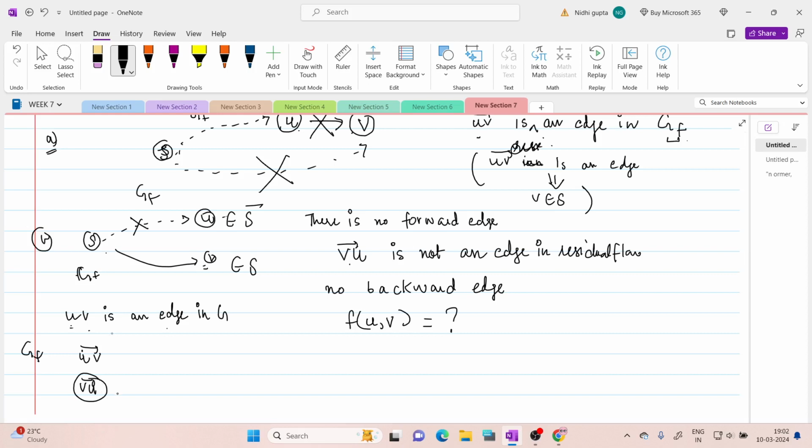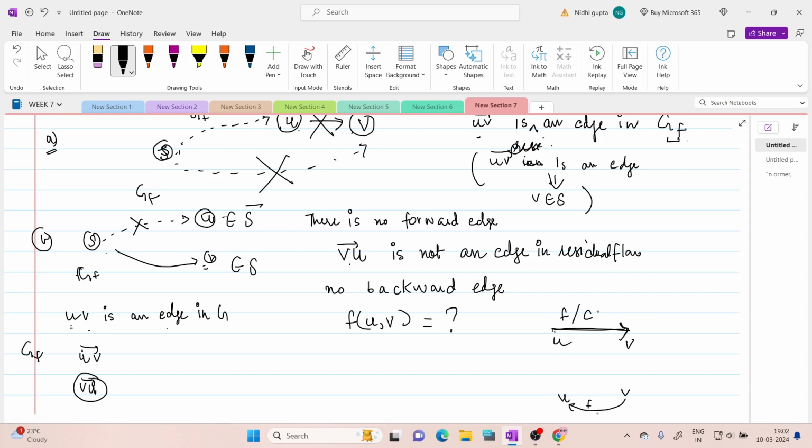So when does that happen? Let me phrase it like this. Suppose this was my UV edge in G with the direction U to V, and this is my flow value, and this is my capacity value. So in my residual graph, when will I have a backward edge, that is an edge going from V to U? When will this edge be there? When flow is less than capacity.